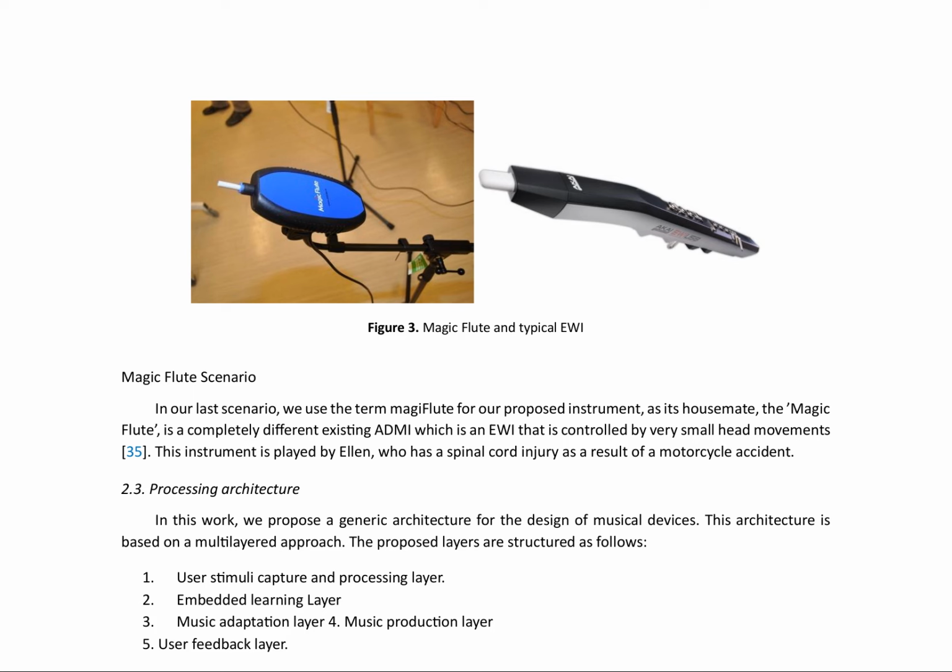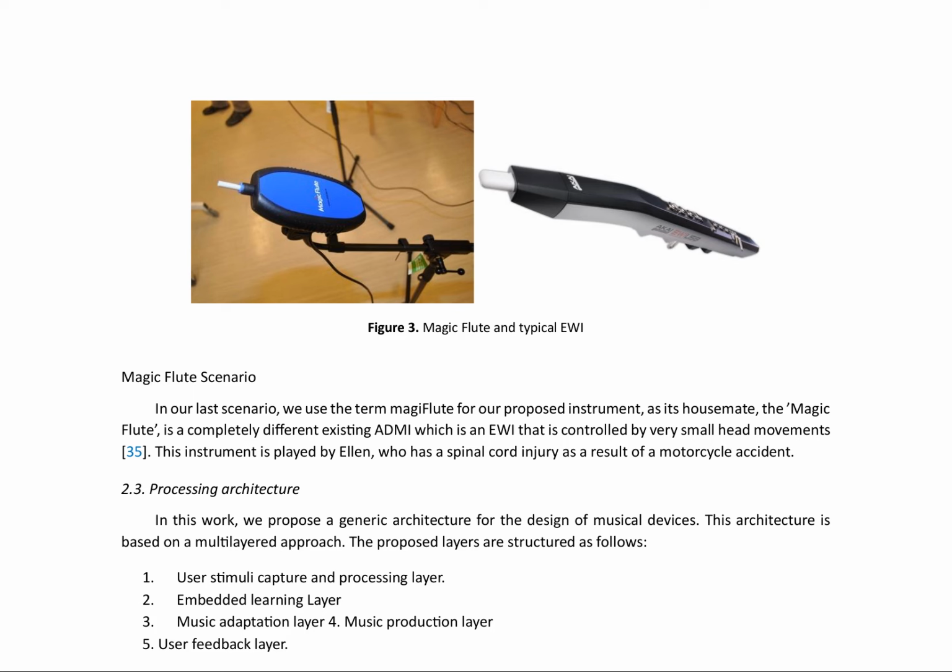In the magic flute scenario, the proposed instrument, referred to as magiflute, is an ADMI, assistive device for musically impaired, that utilizes small head movements for control. This device is designed for individuals with spinal cord injuries, such as Ellen, who suffered a motorcycle accident.